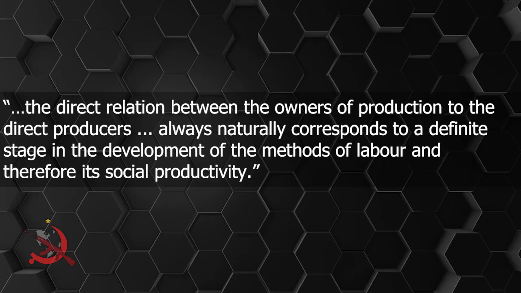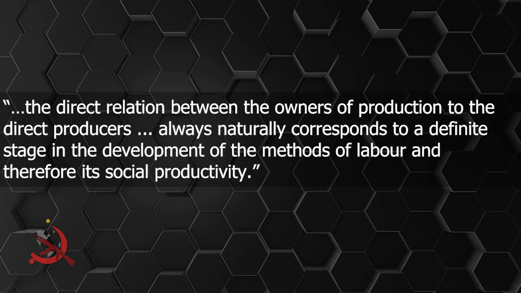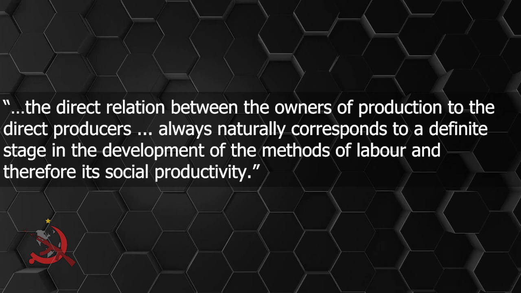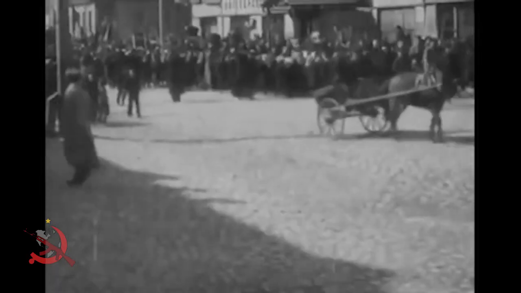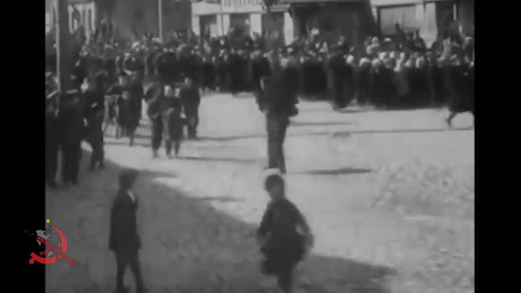The direct relation between the owners of production to the direct producers always naturally corresponds to a definite stage in the development of the methods of labor, and therefore its social productivity. Some monarchs were intelligent enough to recognize the change in the economic winds and adapt to them. The royal family of England is a good example.